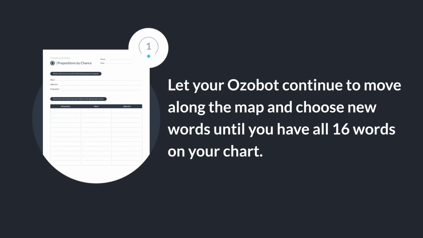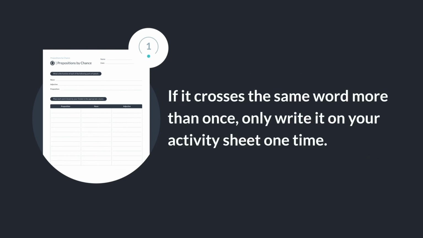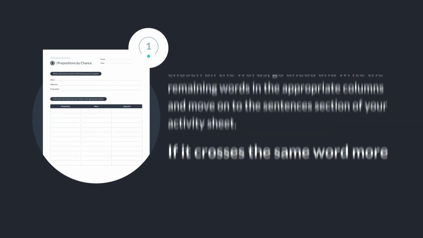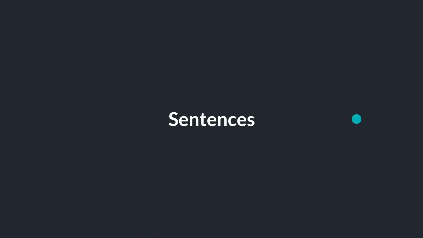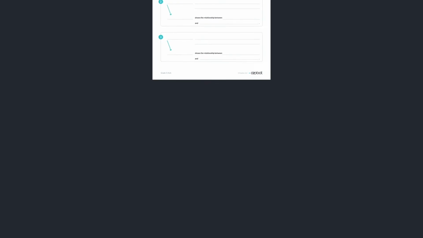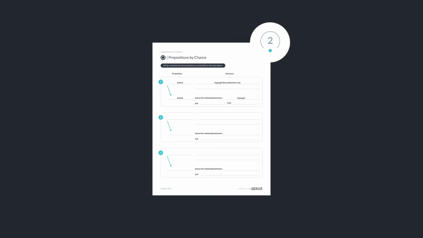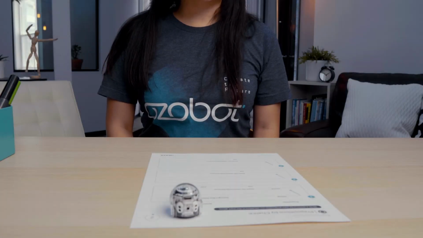Let Ozobot continue to move along the map and choose new words until you have all 16 words on your chart. If it crosses the same word more than once, only write it once on your activity sheet. After about 8 minutes, if your bot hasn't chosen all the words, go ahead and write the remaining words in the appropriate columns and move on to the sentences section of your activity sheet. Fantastic work.